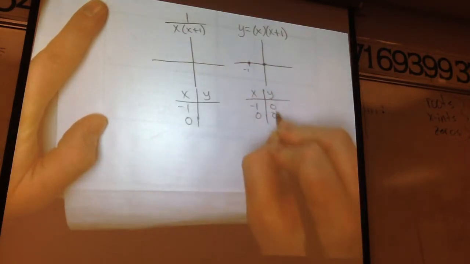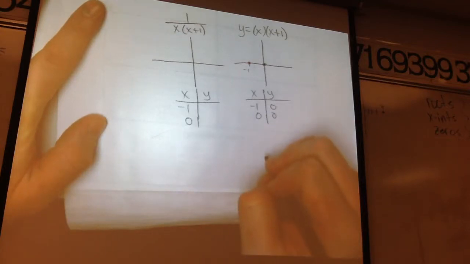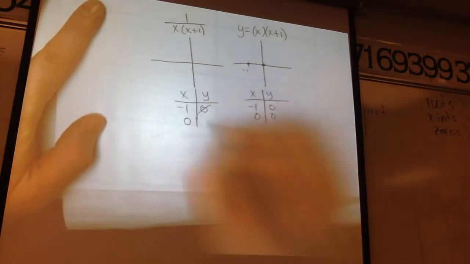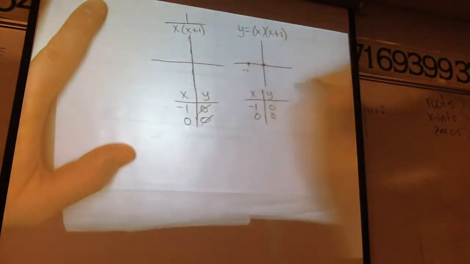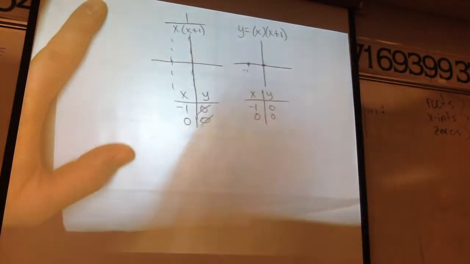But now, when I flip these, what happens? You can't do 1 over 0. 1 divided by 0, you can't do that. So there's an asymptote right on the y-axis and one right there at -1.